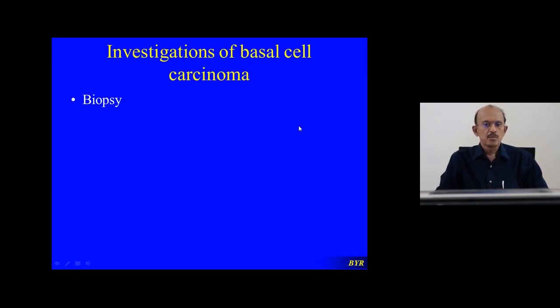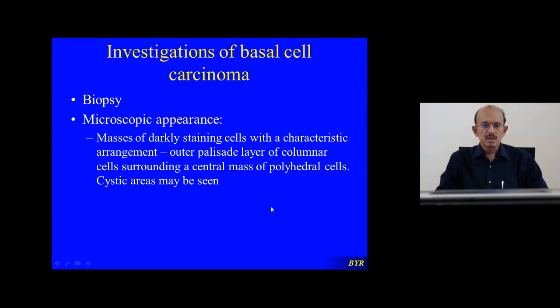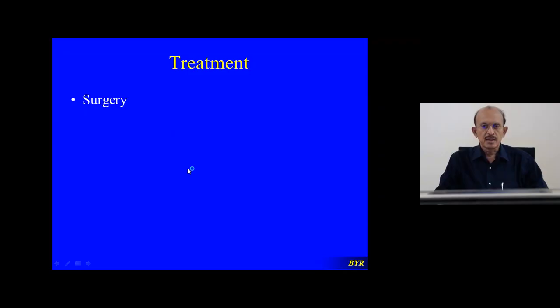Investigations: biopsy. Microscopic appearance: masses of darkly staining cells with a characteristic arrangement, an outer palisade layer of columnar cells surrounding a central mass of polyhedral cells. Cystic areas may be seen. X-ray of the part involved, that means face or the skull. Treatment: surgery, radiotherapy, local chemotherapy.